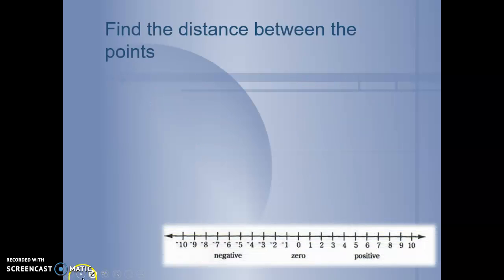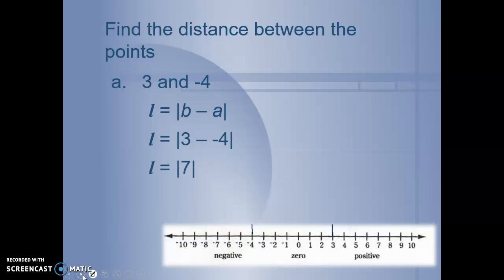Let's find the distance between these 2 points, 3 and negative 4. Here's 3, here's negative 4. Now we could sit here and count how many units, but let's use the formula. Length is the absolute value of B minus A. Length is the absolute value of 3 minus negative 4. And these two negatives will become a positive, so that's 3 plus 4. The absolute value, or the distance of this line segment, then is 7.